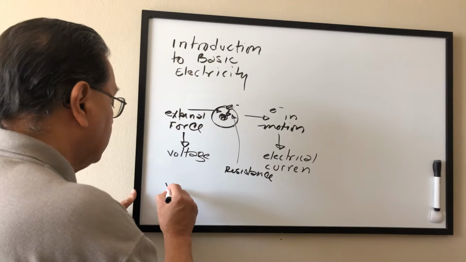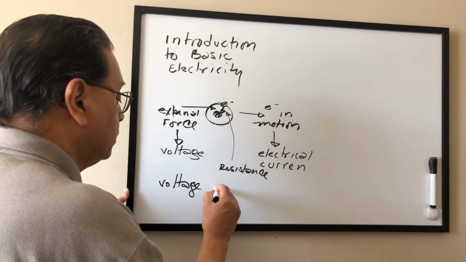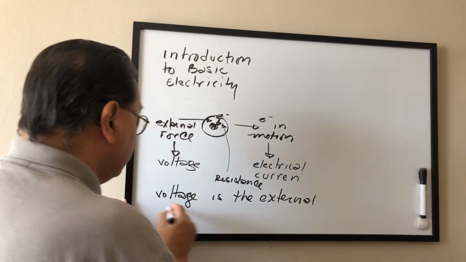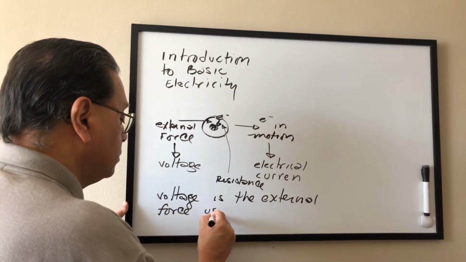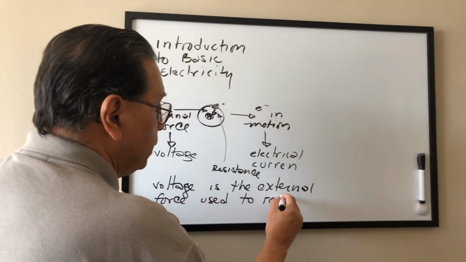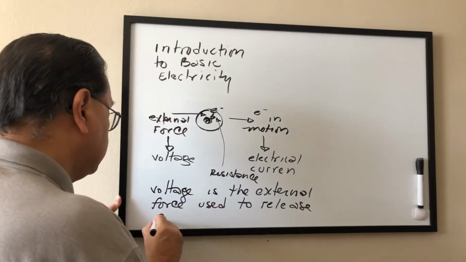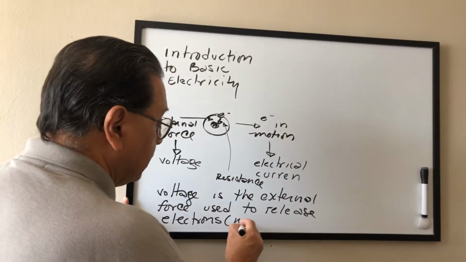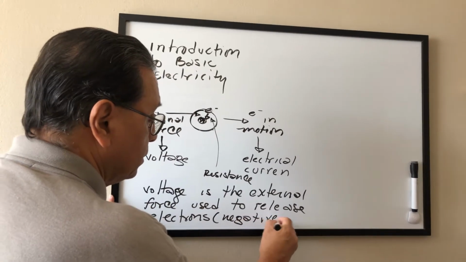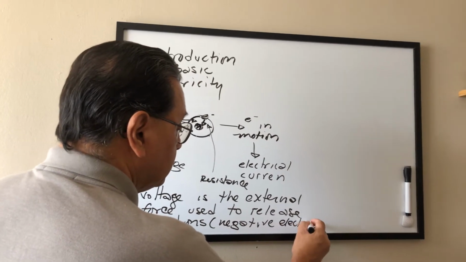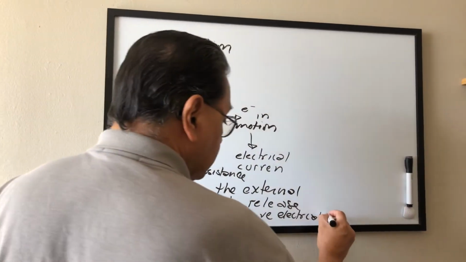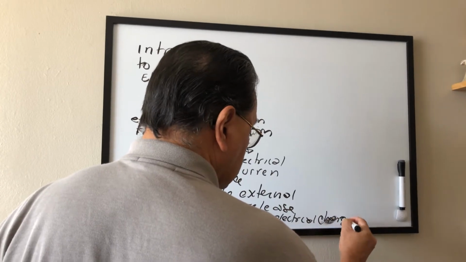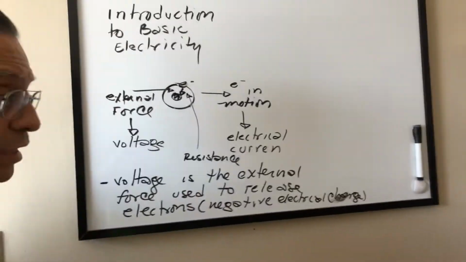So we have voltage, which is the external force used to release electrons. And keep in mind, the electrons have negative electrical charge. And that is the first concept, voltage.